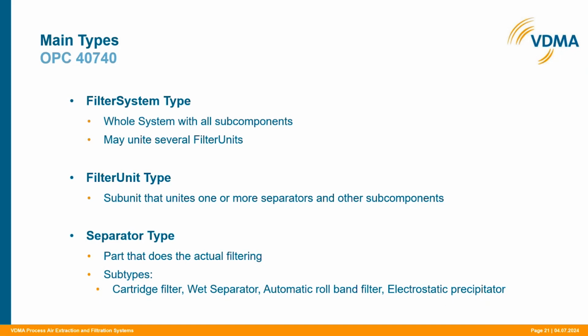types with additional information. The wet separator obviously uses liquid to filter, and information about this liquid is only required for the wet separator. The automatic roll band filter is a filter where a band is used to filter something, and this band is continuously moving. And there you have to have information about the position of this band, meaning if it's at the end of its way, or if there's still the possibility to roll on.